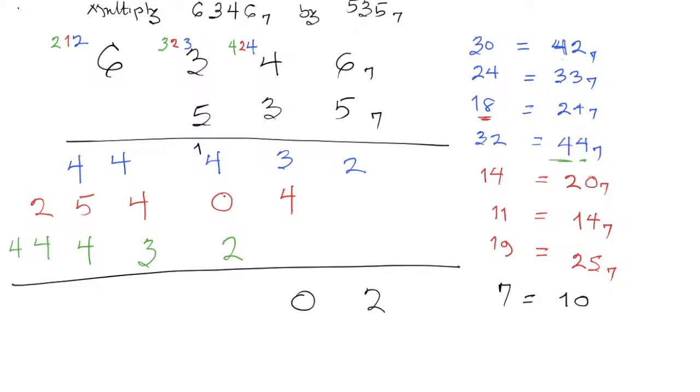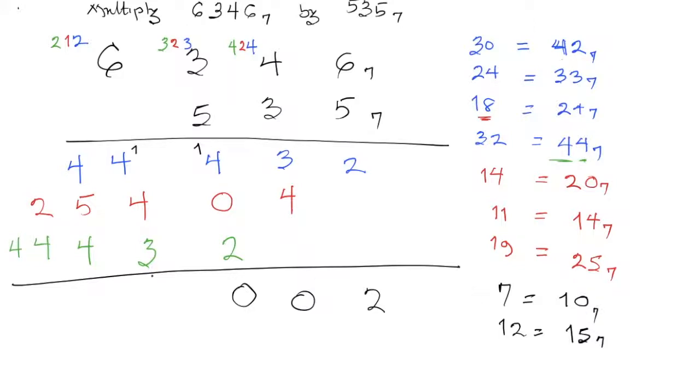1 plus 4 is 5, plus 2, 7. Again, we can't write down 7. So we do the same thing, 1 bunch of 7 and no units. 1 plus 4 is 5, plus 4 is 9, plus 3 is 12. 12 in base 7 is 1 bunch of 7 and 5 units.